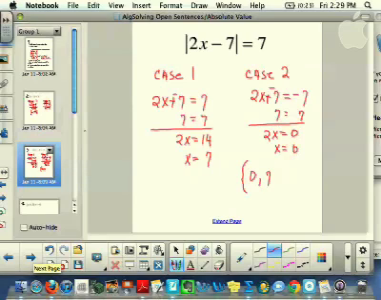Can you plug those back in and verify that they work? 2 times 7 is 14. 14 minus 7 is 7, and the absolute value of 7 is 7. If I plug a 0 in, 2 times 0 is 0. 0 minus 7 is negative 7. And if I take the absolute value of negative 7, I get 7.